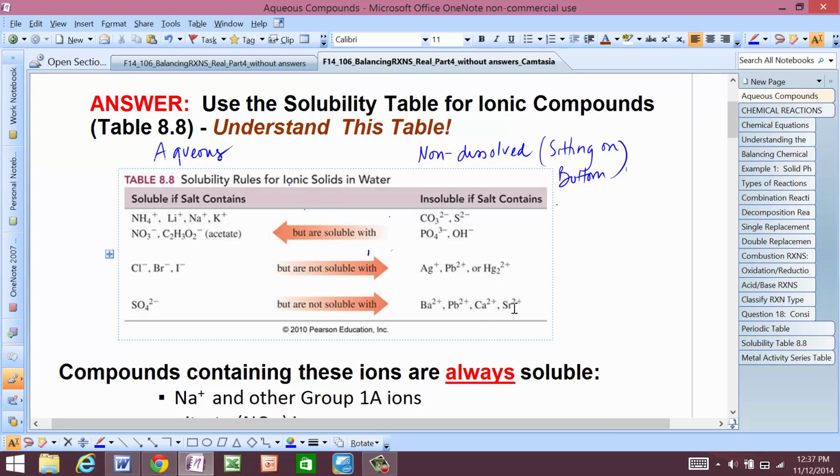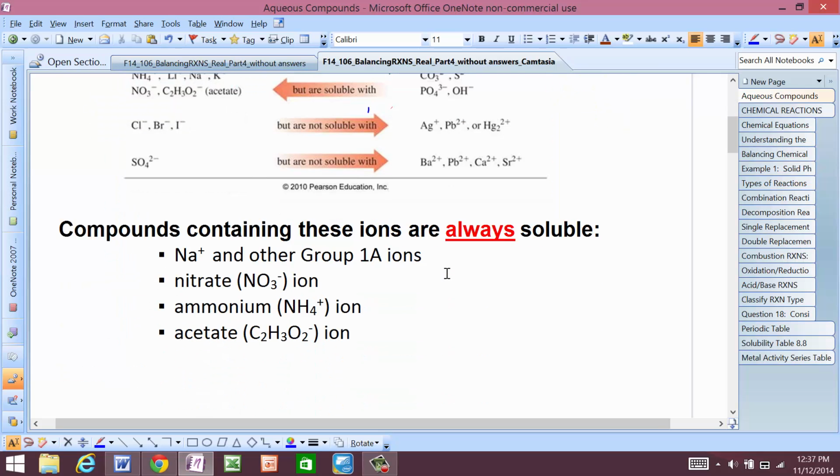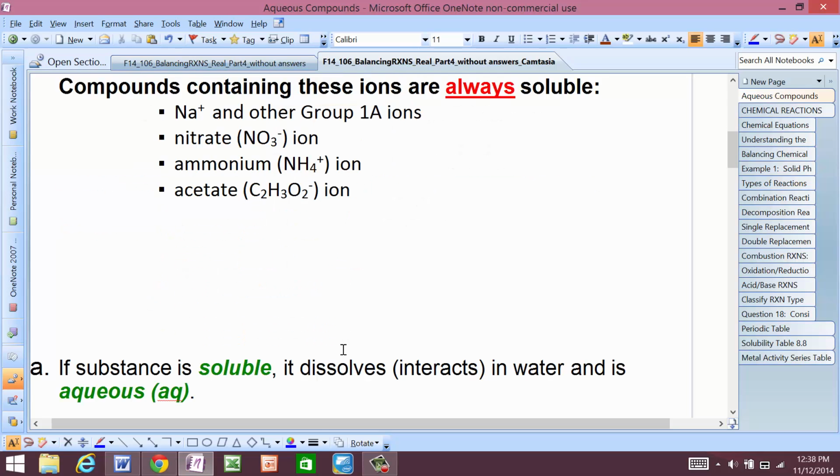Okay, so your quest here when you look at a compound is to find the ions in the compound and look where they fall on this table. Something could be soluble like a chloride ion, but if it's lead chloride, you're going to find out the lead is insoluble. So that makes the whole compound insoluble. So the top dog rules are here: group 1A, nitrate, ammonium ions, acetate, okay?